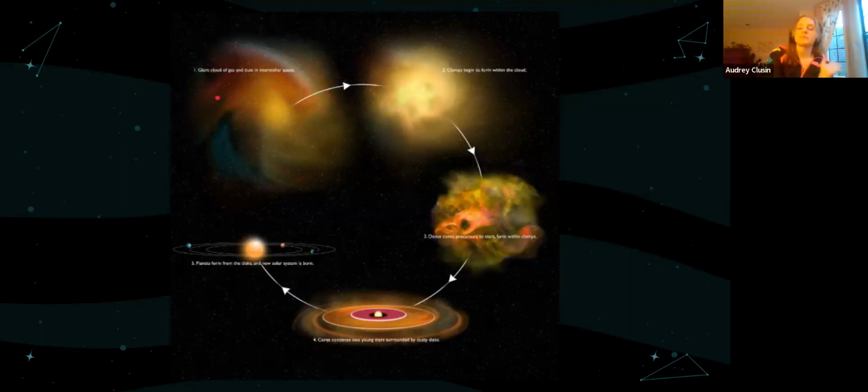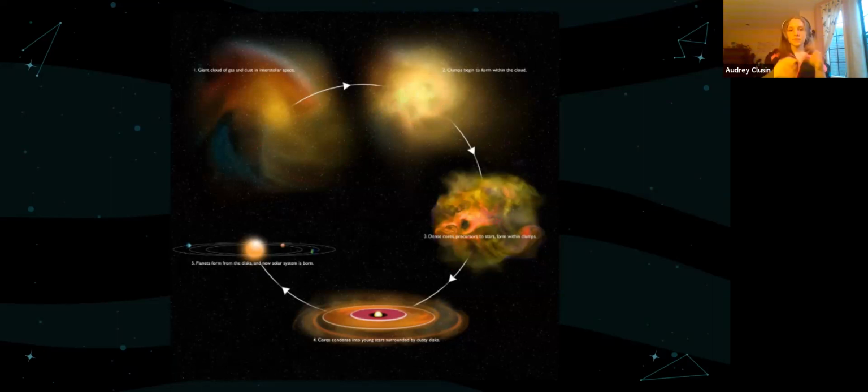It's from other previously exploded stars. Eventually, clumps start forming within the cloud, and those clumps end up exerting a gravitational force around them that pulls more clumps in towards them. So the clump ends up getting larger and larger. And on this diagram specifically, it says that it's denser and denser. So it's like pulling in all the gas from around it.